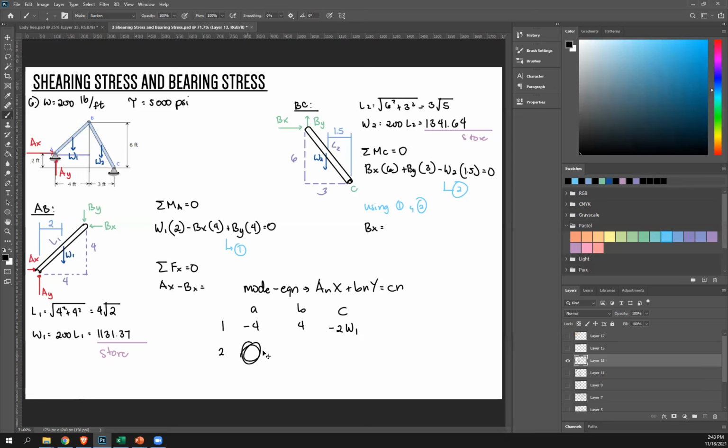I'll do the same thing here. So Bx is my first unknown, so there should be 6. By is 3. And then transpose to the right, that's positive 1.5 W2. Press enter. The first number will be your Bx. And then press enter again, you'll get By. Or you can solve manually. So please do that and solve.